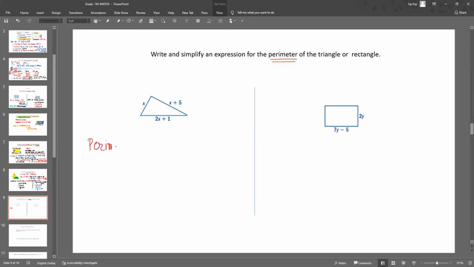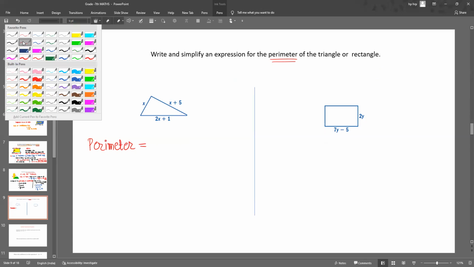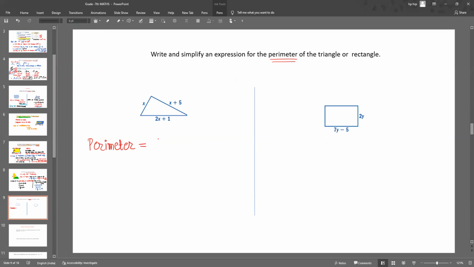Perimeter means what? For any shape we have, what do you mean by perimeter? Have you any idea about that one? The distance around the shape. Yes. So perimeter means, simply we can say, sum of all sides. Simple definition. Sum of all sides.